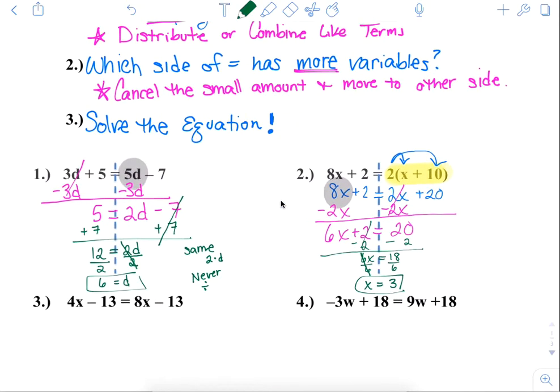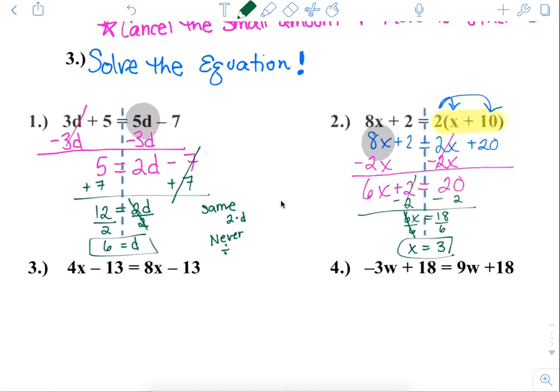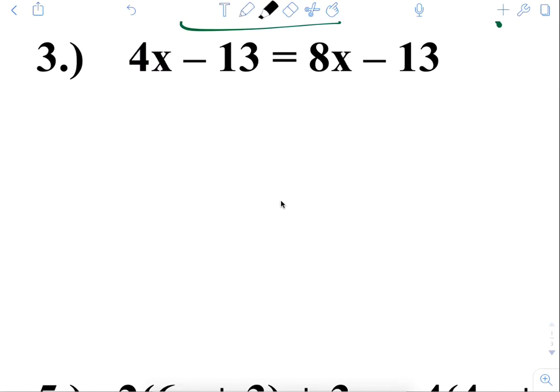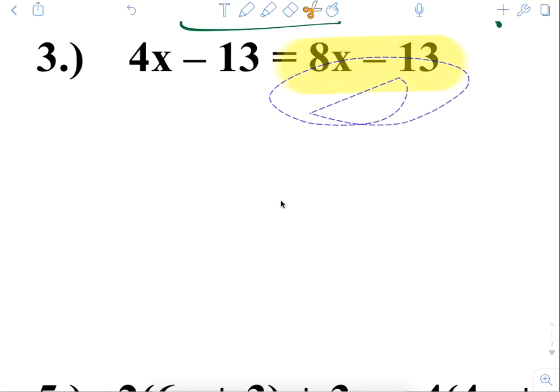Okay. All right, we're going to put that all together on one problem at a time, okay? I'm going to keep it color-coded the same way, though. So problem 3. Remember, the first thing I'm looking for is, can I simplify either side first? 4x minus 13, nothing to do there. 8x minus 13, nothing to do there. All right, so let's get rid of that.